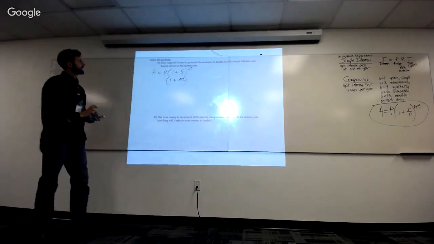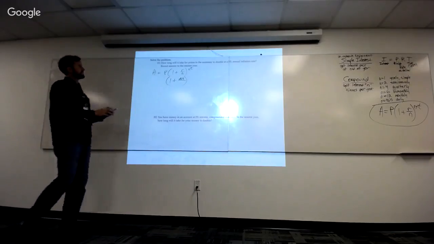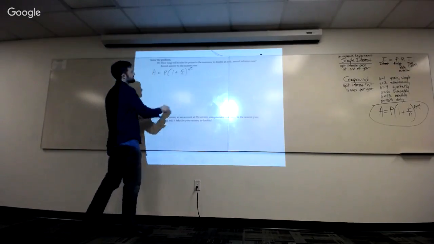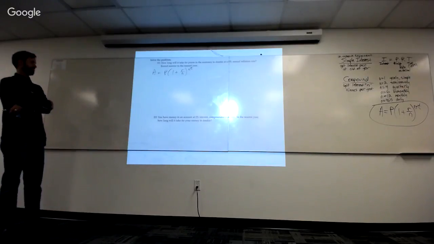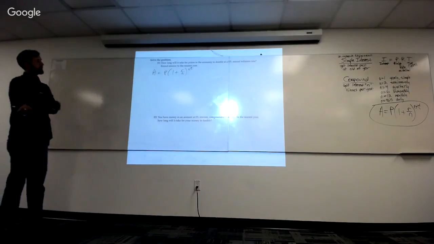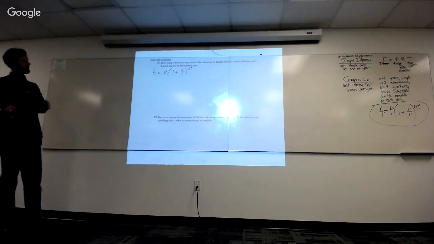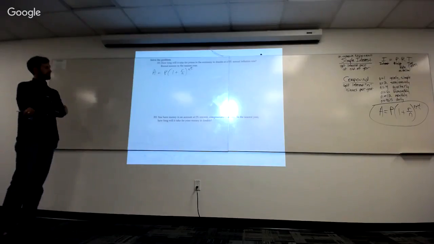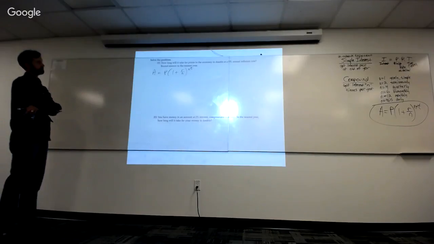Okay. We still get to use the same formula. How long will it take for prices in the economy to double at a 5% annual inflation rate? At no point in here do they say compounded, but the implication is still that we're using compounded interest, at least that's how I'm reading it.